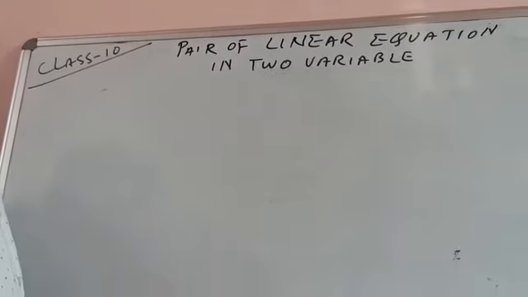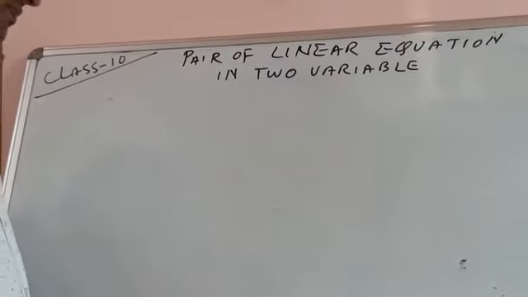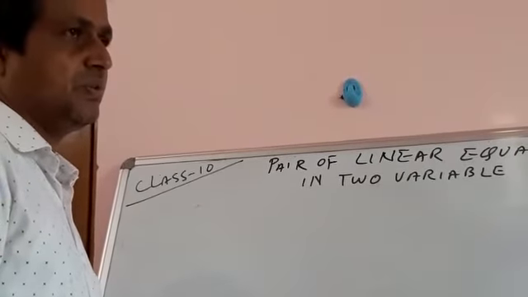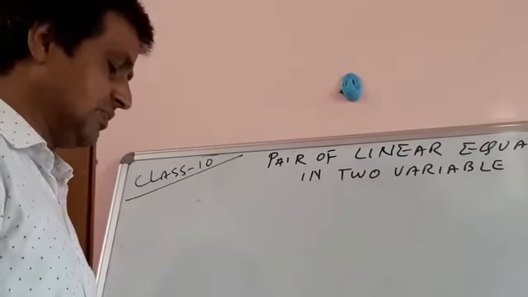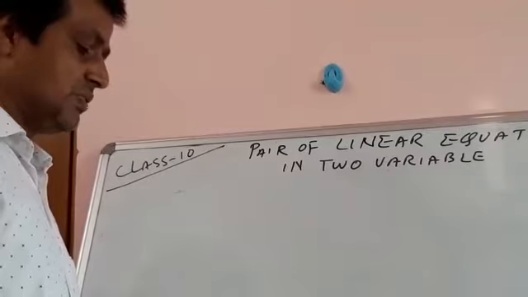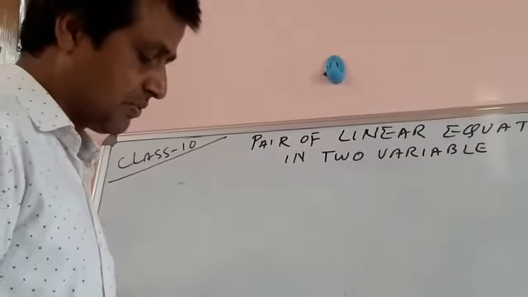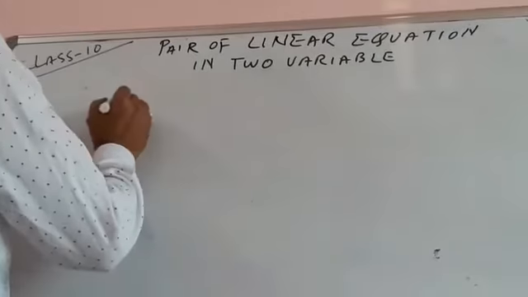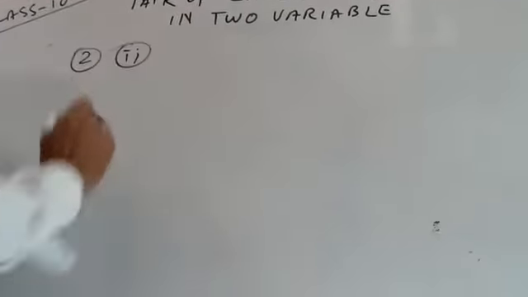For no solution, we have a1 upon a2 is equal to b1 upon b2, not equal to c1 upon c2. And the first part is, for which values of a and b does the following pair of linear equations have an infinite number of solutions? So both the equations. So I am doing the second part for you. Question number 2.